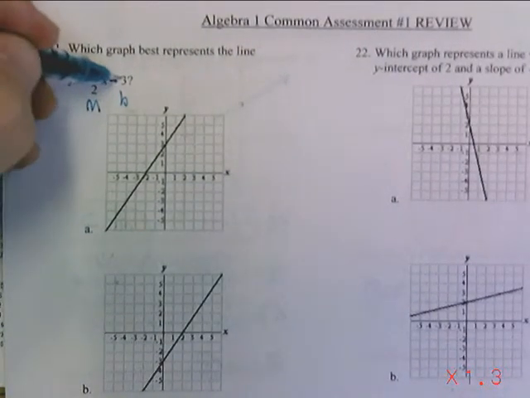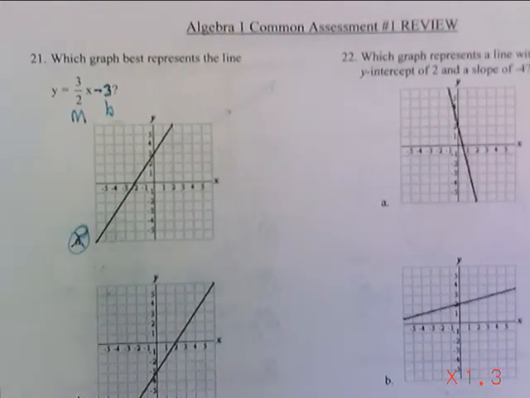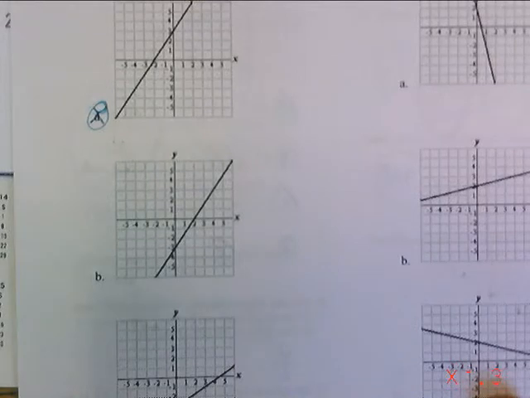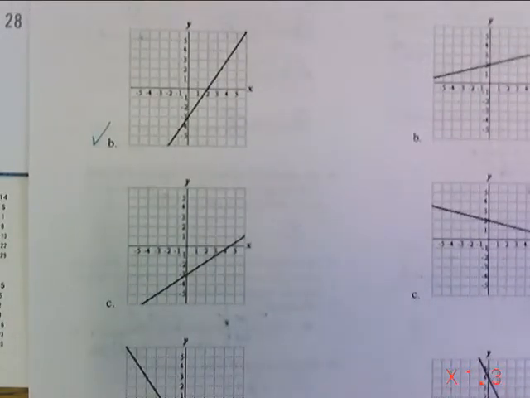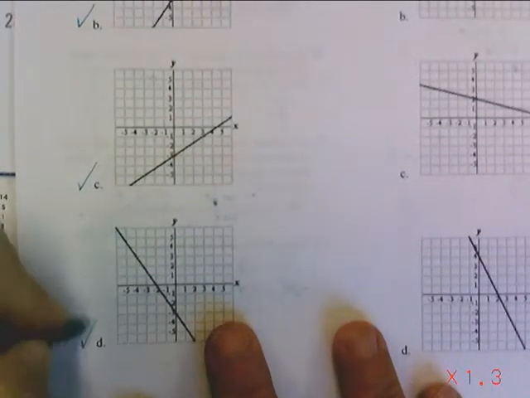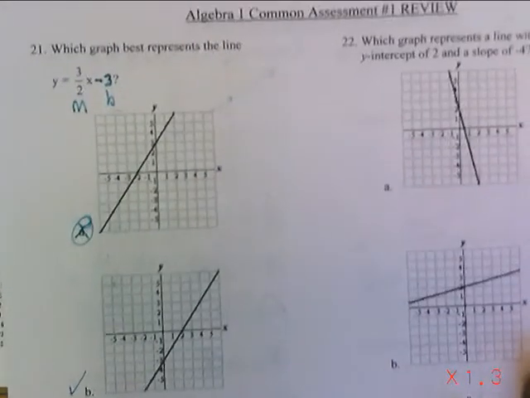I want a y-intercept of -3. A has a y-intercept of positive 3, so it can't be A. B has a y-intercept of -3, so it could be that one. C has a y-intercept of -3, so it could be that one. Or D has a y-intercept of -3, it could be that one. Okay, so we've eliminated one choice. Let's go to the slope now.